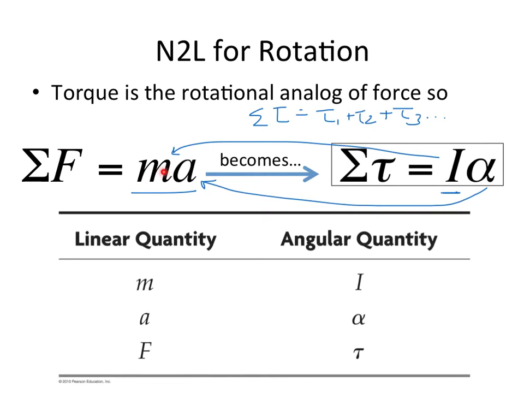All right, so mass, linearly speaking, is moment of inertia. Linear acceleration is alpha, angular acceleration, and of course, force becomes tau, our symbol for torque, rotational or angular force. Okay? So let's apply this in yet another example.